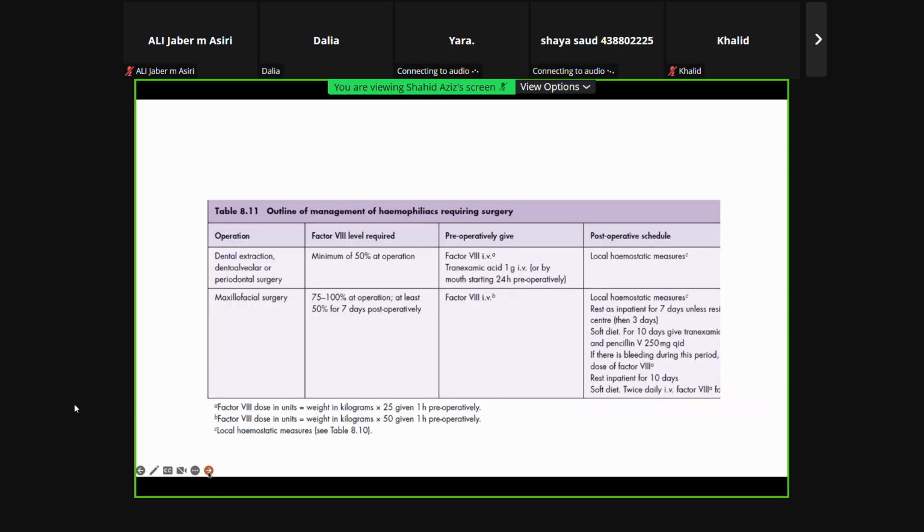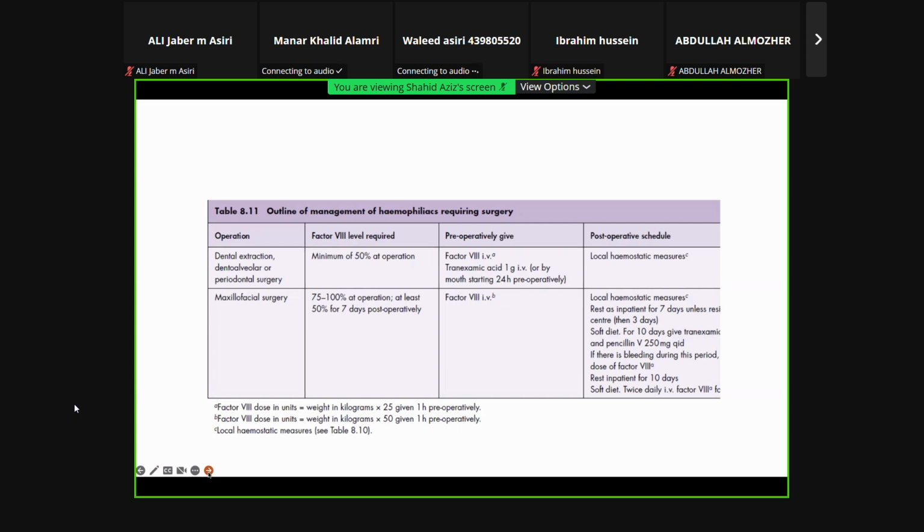So, an outline of management of hemophiliacs who require surgery. For example, the operation can be a dental extraction or a dentoalveolar surgery or periodontal surgery. In these kinds of surgeries, the surgeon has to ensure that the patient has a minimum of 50% of the factor 8 levels preoperatively, just before you start the operation. For that purpose, you may give them prophylactic infusion of factor VIII intravenously, or a hemostatic agent, which is a drug that prevents or stops bleeding, and a very common drug in that class is known as tranexamic acid.